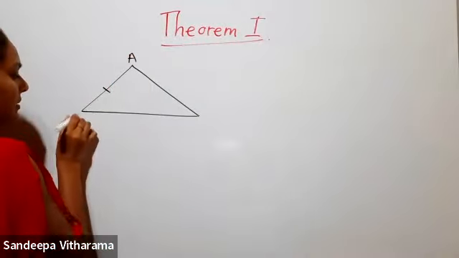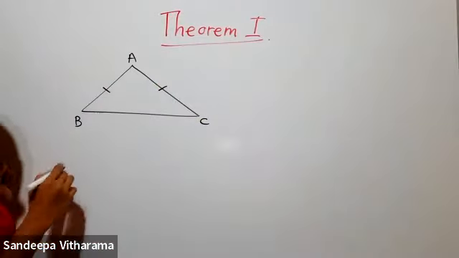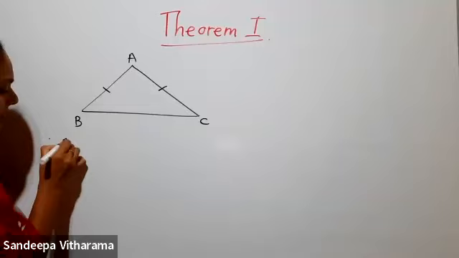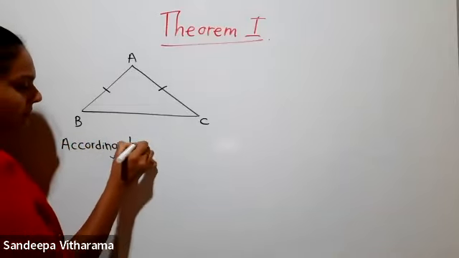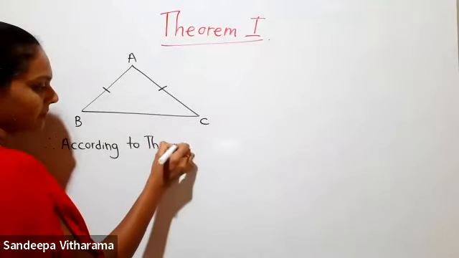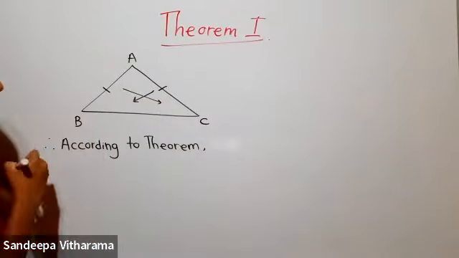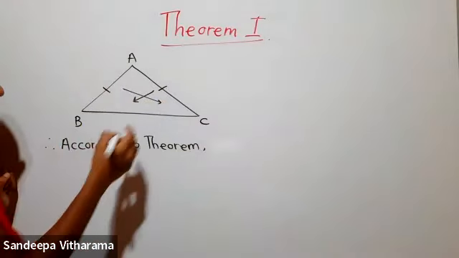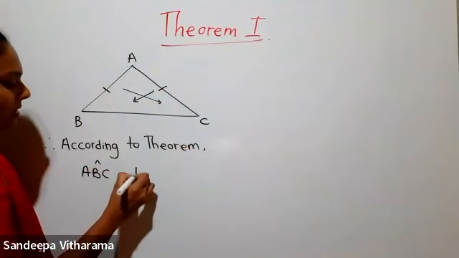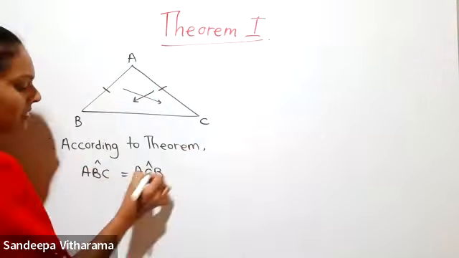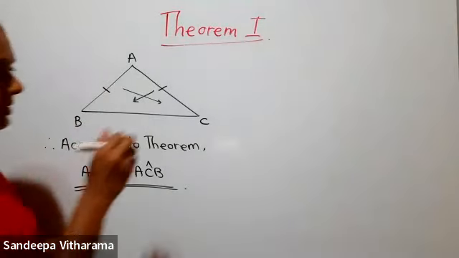A, B, C, given that AB equals AC. Therefore, according to the theorem, the angles opposite to these two equal sides are equal. Therefore, angle ABC equals angle ACB. Okay. Then let's write down the theorem.